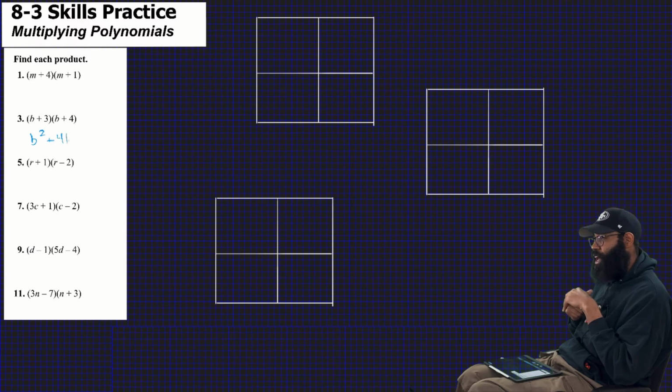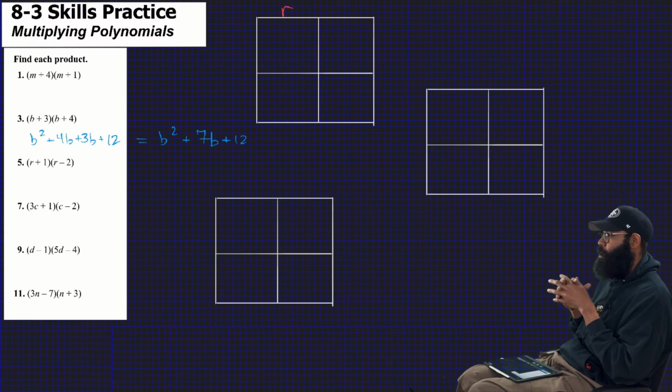So, here we go. b squared plus 4b plus 3b plus 12. Middle terms, 4b and 3b give me 7b. So, b squared plus 7b plus 12. You got it. Now, the next one, let's use the box. r plus 1 on the top, r minus 2, not 1.